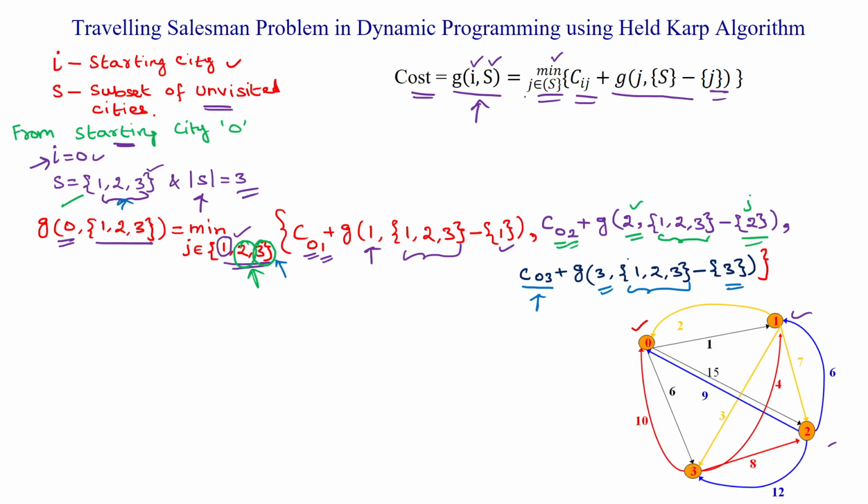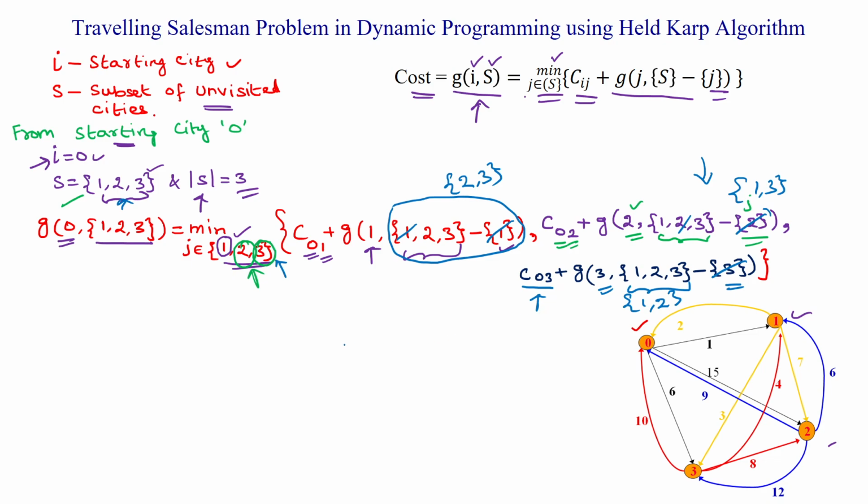From this, when you subtract 1 from 1 to 3, you will get 2 comma 3. So 1 is subtracted. Likewise in the second option, when you subtract 2 from 1 to 3, you will get 1 comma 3. Likewise when you subtract 3 from 1 to 3, you will get 1 comma 2.